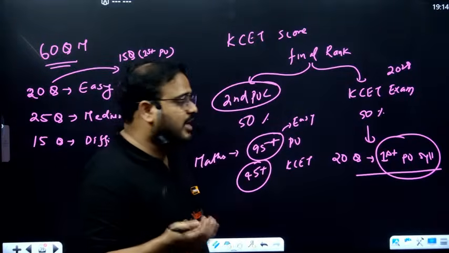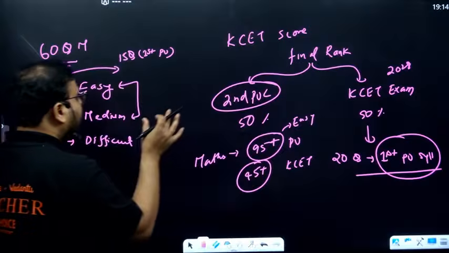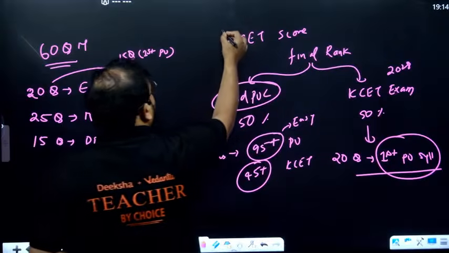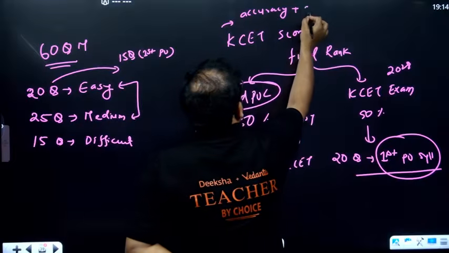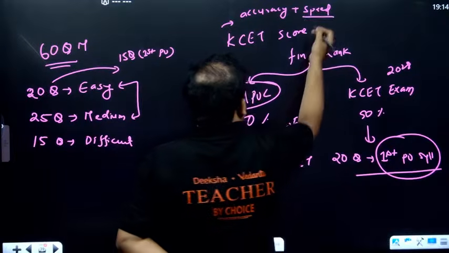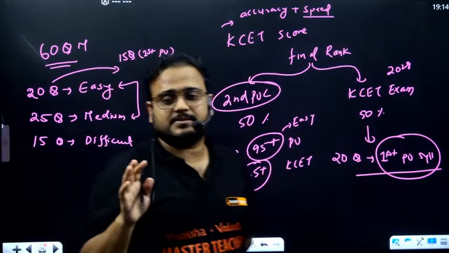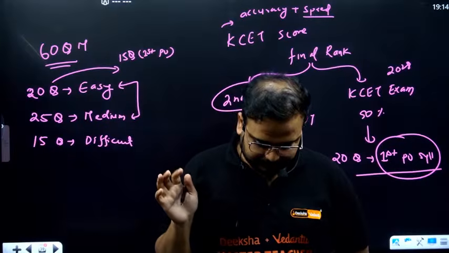If you're preparing for JEE, then for the preparation side of KCET, you just need to work on accuracy plus speed. You need to solve every question within 60 seconds. That's the goal.